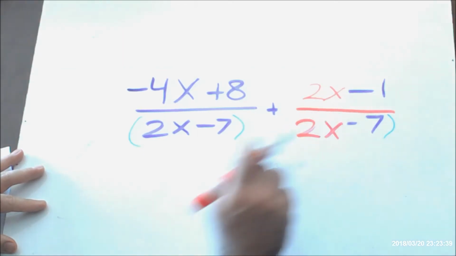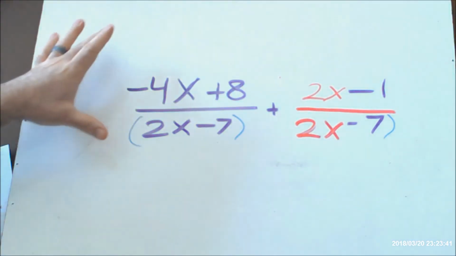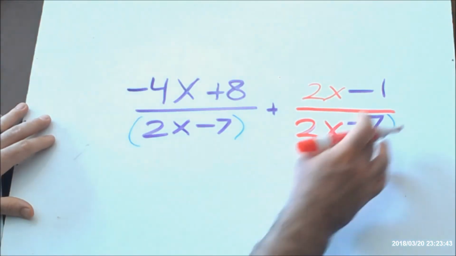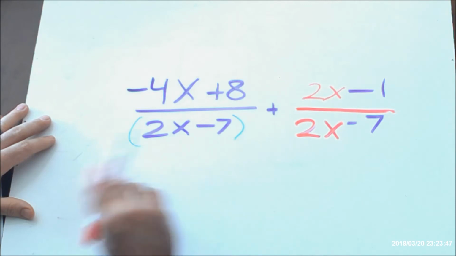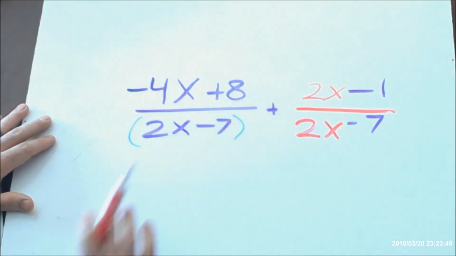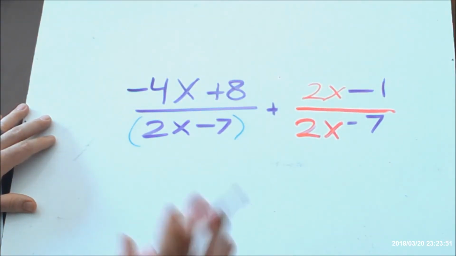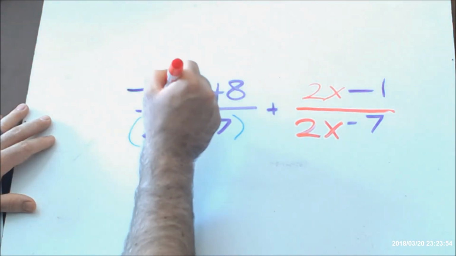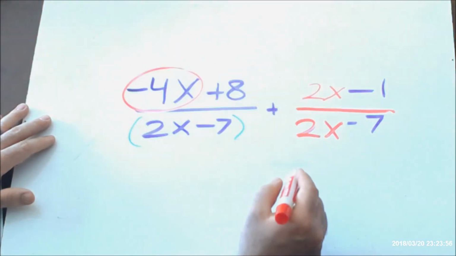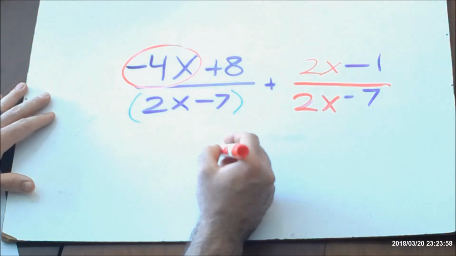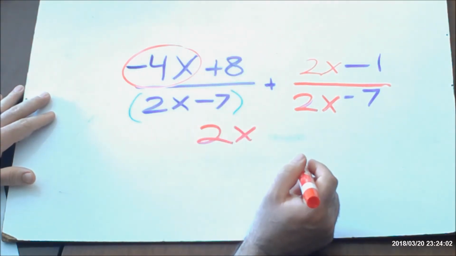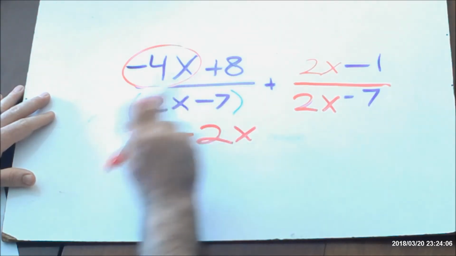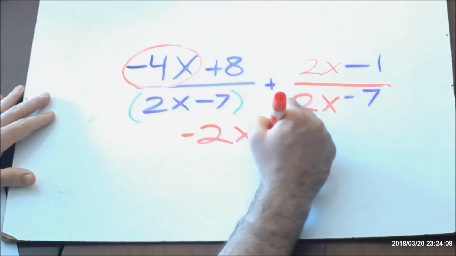All right, so let's finish this question here. So again, you don't need to worry about a common denominator. It's already there. So we can just combine like terms at the top. Notice there's a plus sign here. You don't have to worry about distributing a negative. So we've got negative 4x and a positive 2x. That makes negative 2x, apologize. And a positive 8 and a minus 1 makes a positive 7.